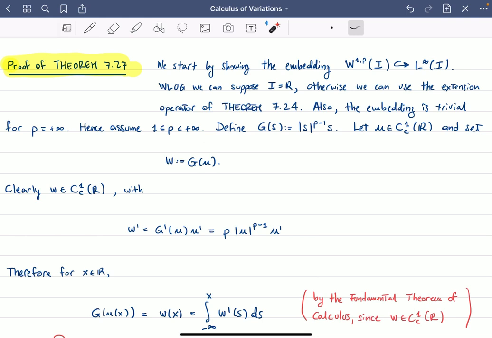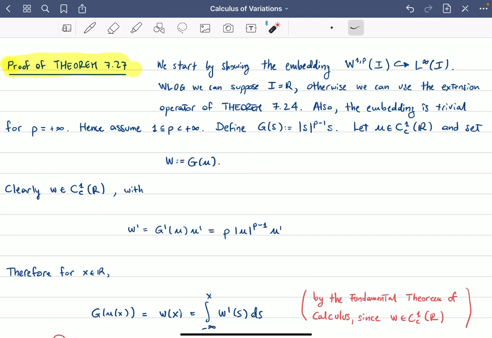Okay, to prove the embedding we use a very common trick for this kind of calculations, and the trick is to define this function g of s as absolute value of s to the power of p minus 1 times s. So this is a scalar function, and s belongs to R clearly. So let u be in C^1_c of R, and we set w to be g of u, so the composition g composed with u.